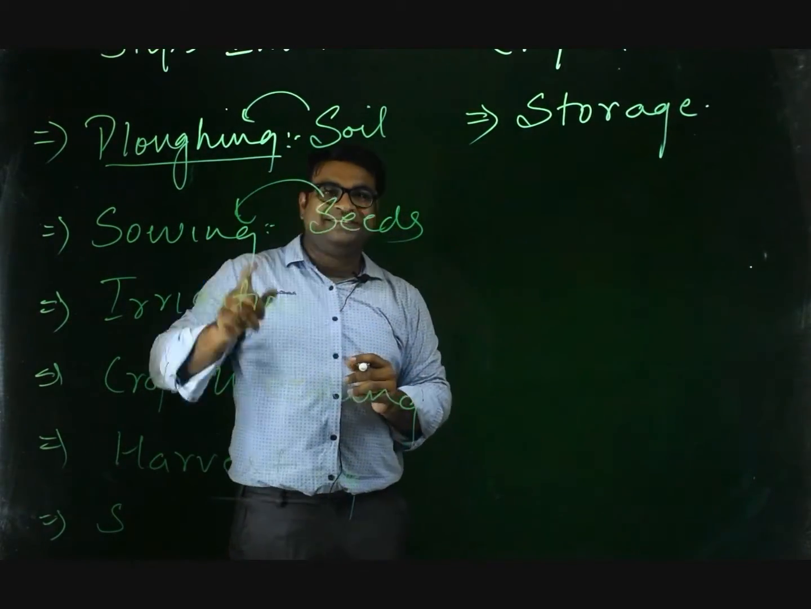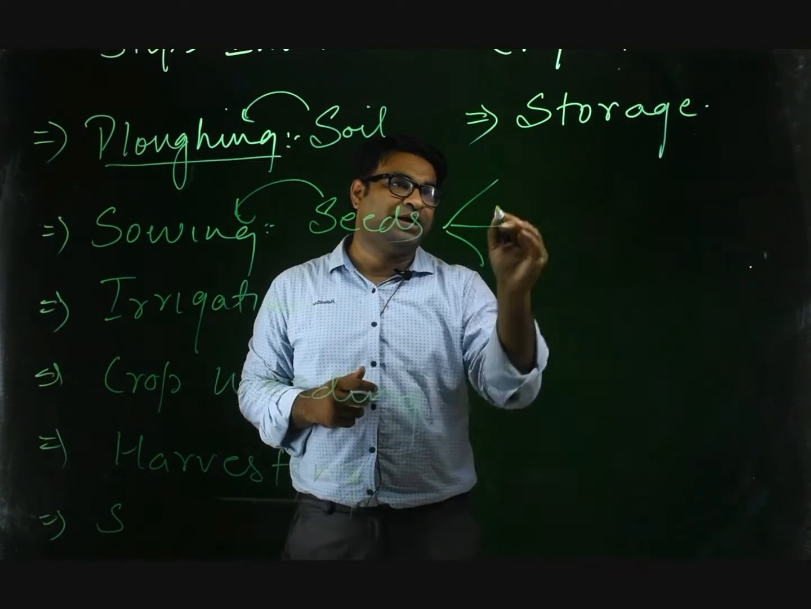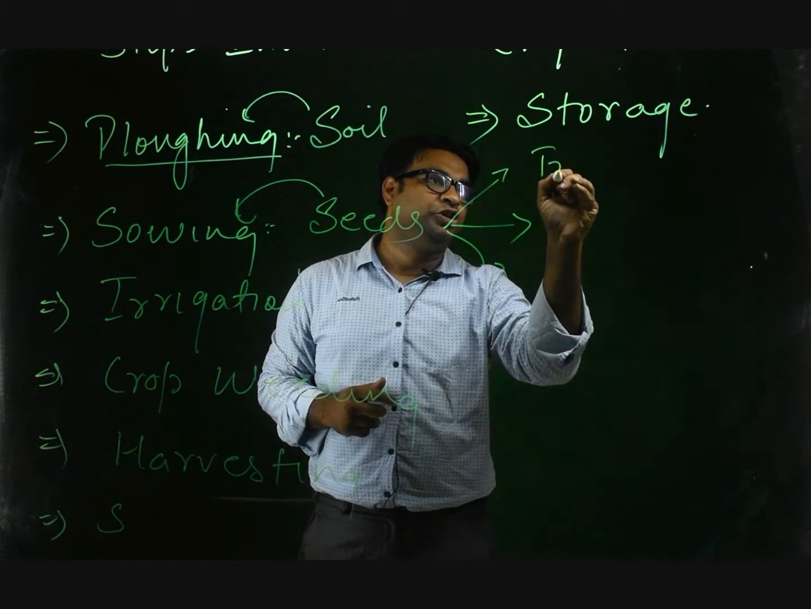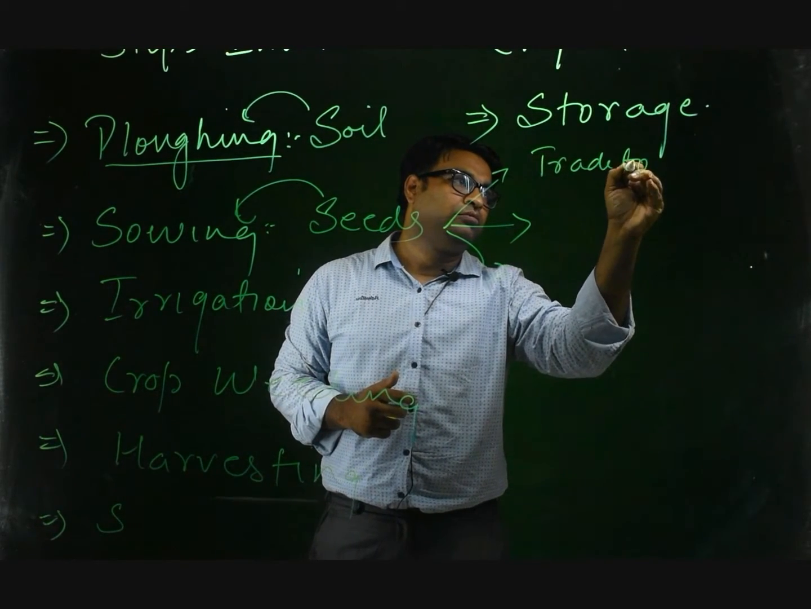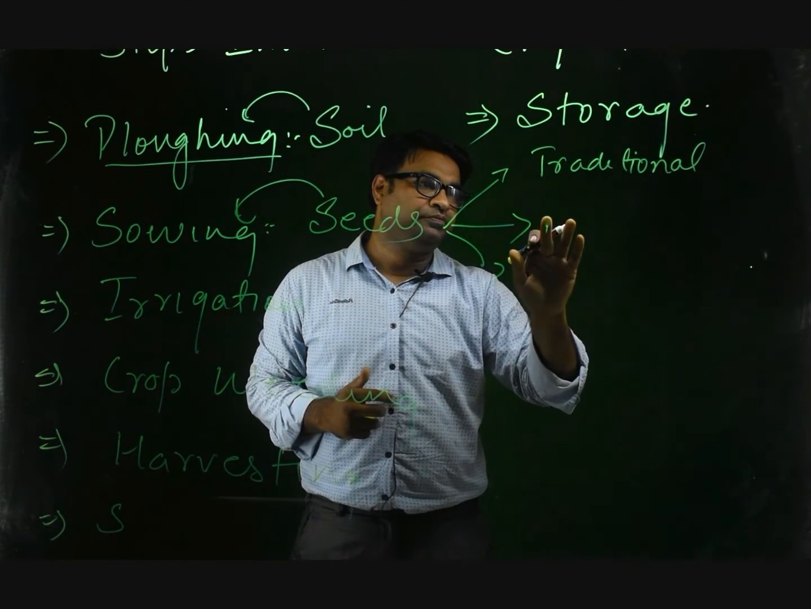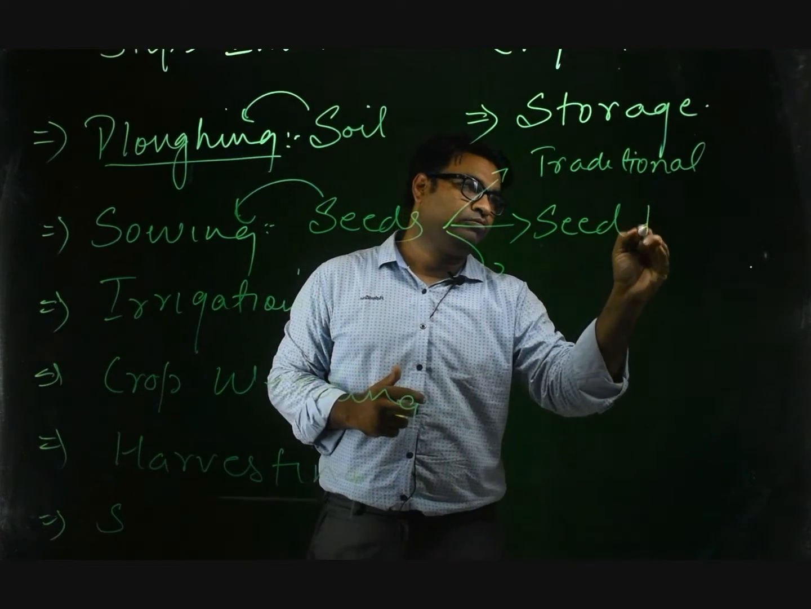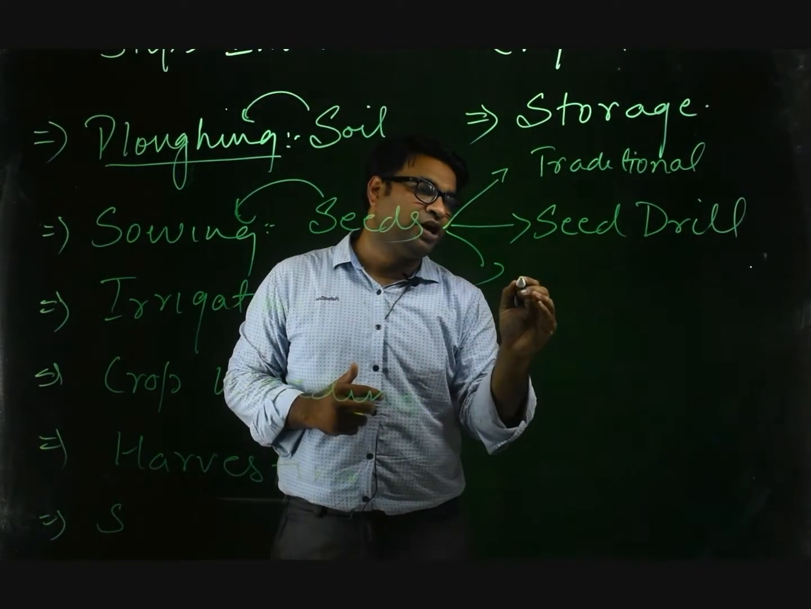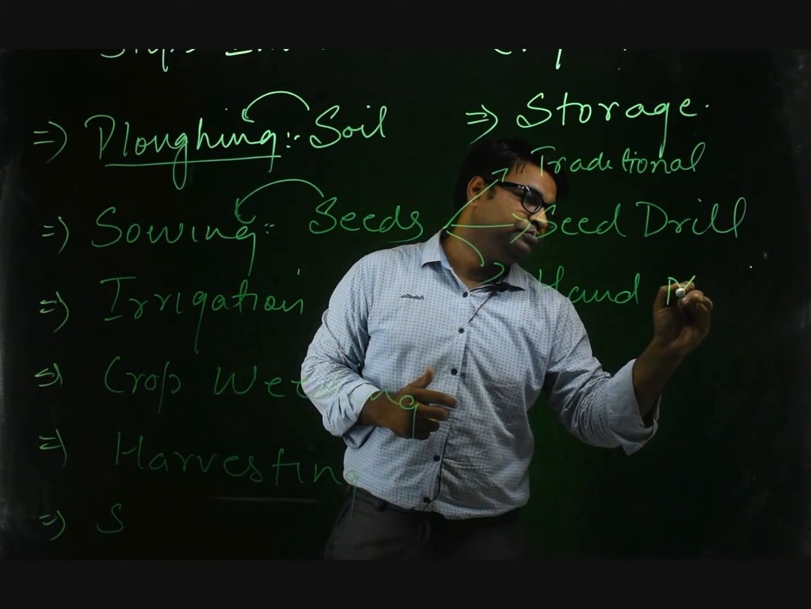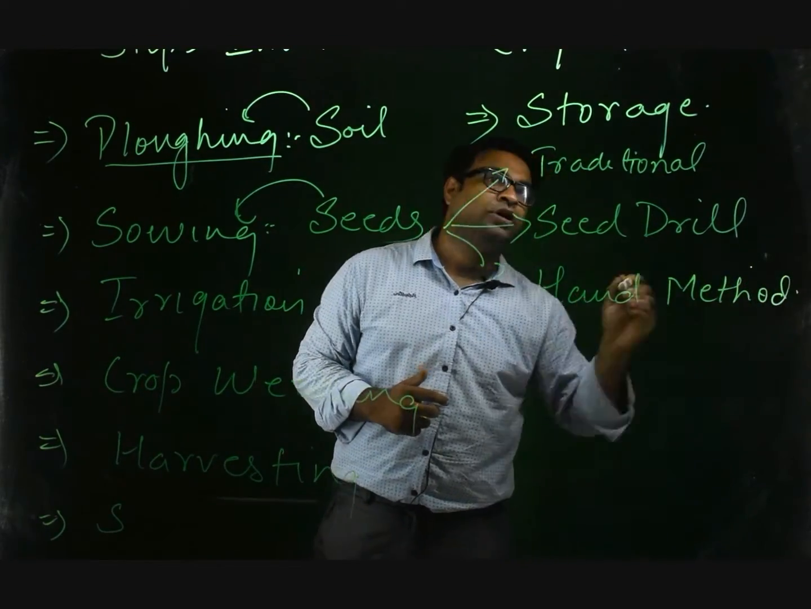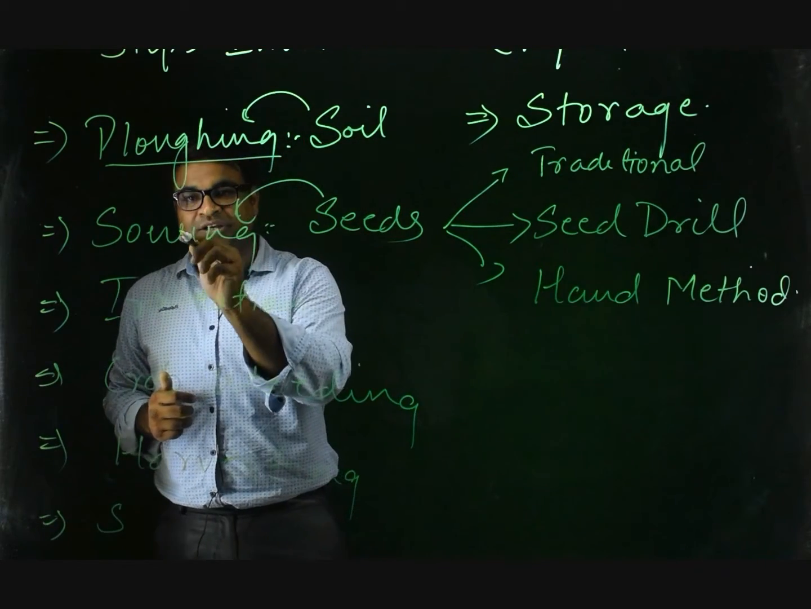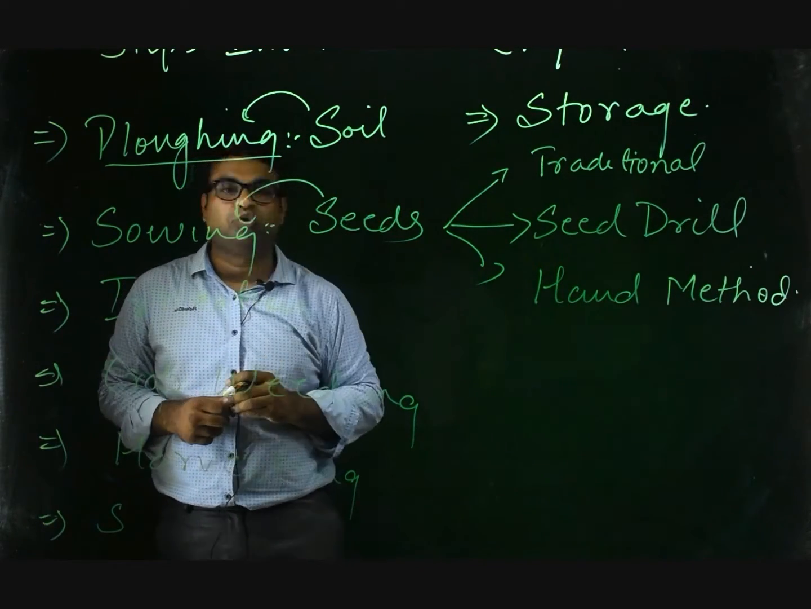Now seeds are sown by three different methods. The first is the traditional tool, the second is the seed drill, and the last one is the hand method. These are the three ways through which we can sow the seeds in the soil.